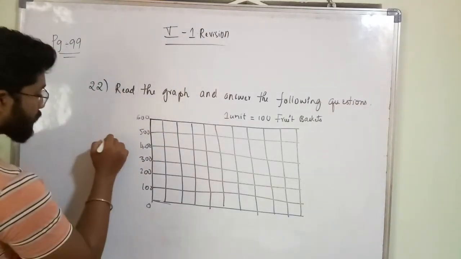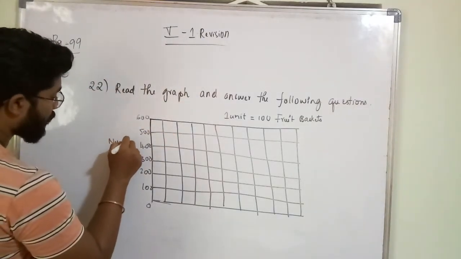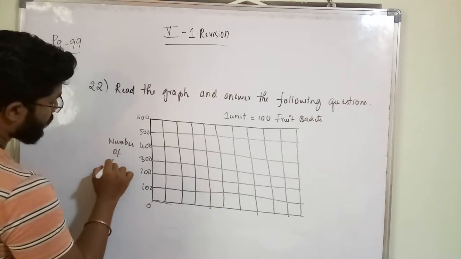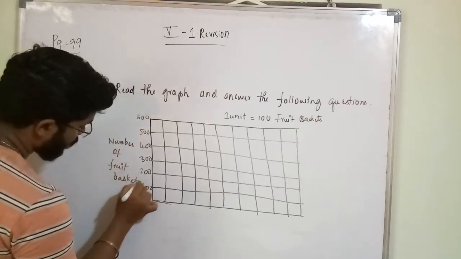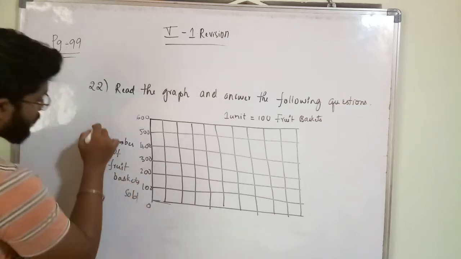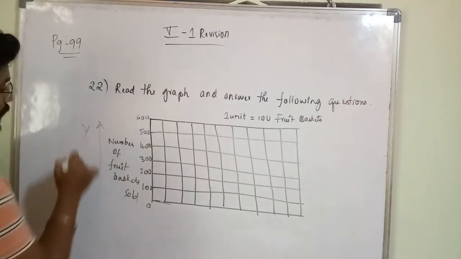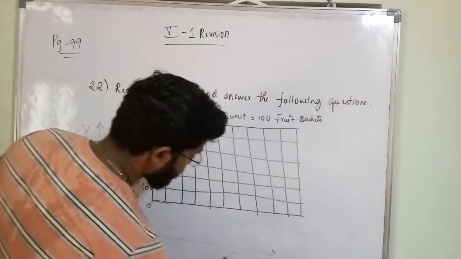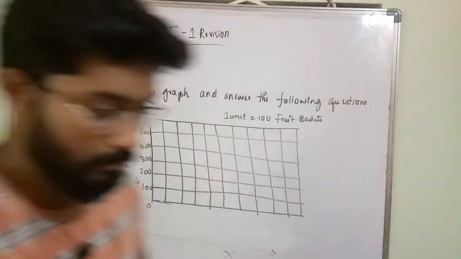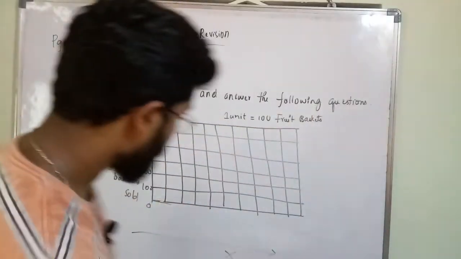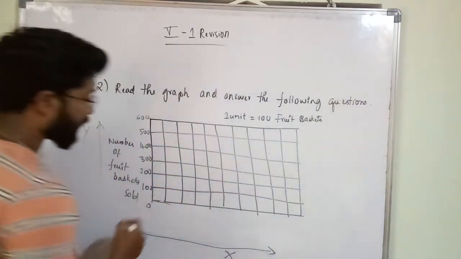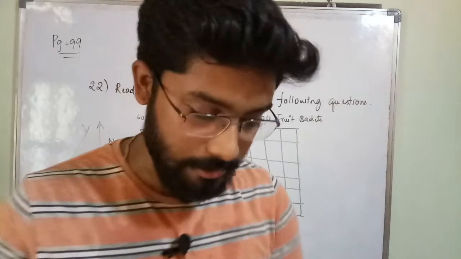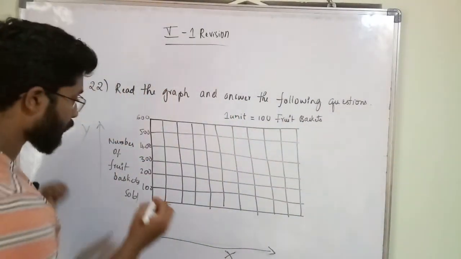Here this is number of fruit baskets sold. Okay, this is y-axis. Okay, this is x-axis. This is x-axis, this is y-axis. Here he has given some names also.